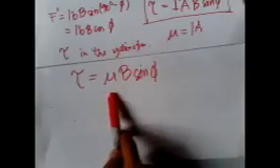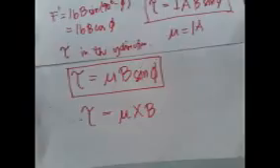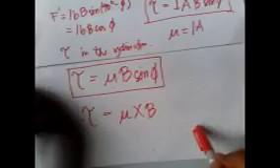Now the product IA is called the magnetic dipole moment, or the magnetic moment of the loop, for which we use the symbol mu. It is analogous to the electric dipole moment introduced earlier. In terms of mu, the torque on a current loop is given by this equation: torque is equal to mu cross B. Therefore, the net torque is maximum when phi is equal to 90 degrees, and the torque is 0 when phi is equal to 0 or 180 degrees.